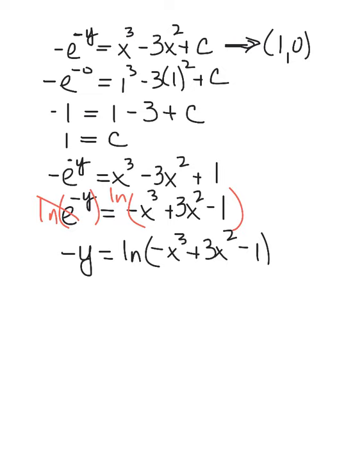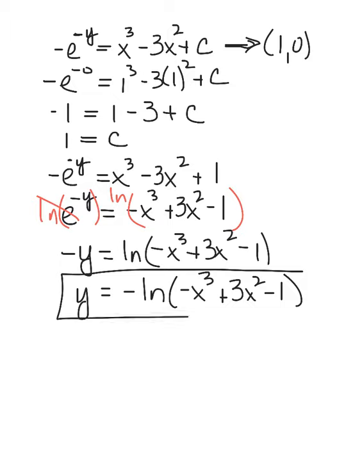All right, then last step, let's get rid of that negative. So that's going to be y equals, and let's just make it simple, negative ln of negative x cubed plus 3x squared minus 1. There you go.